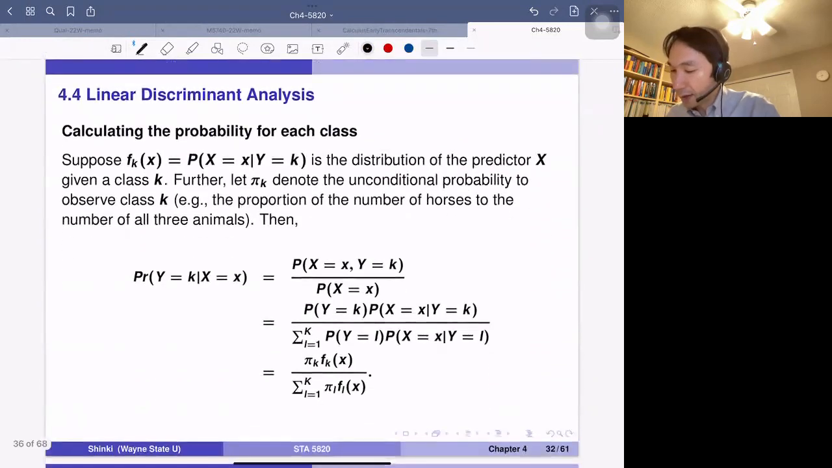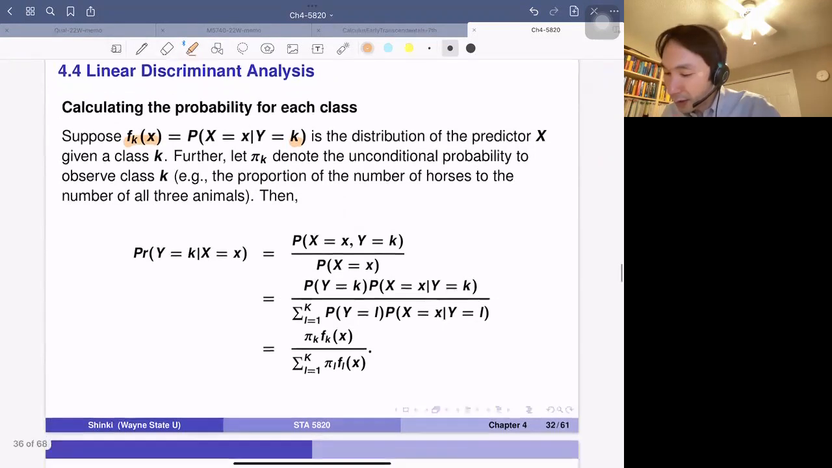Then how to calculate it? So suppose that f sub k of x, the distribution of x for group y, is the weight distribution of horses, or the weight distribution of giraffes, or the weight distribution of deer. So that is the f sub k of x. K is equal to 1, 2, 3: horse, giraffe, and deer. Yeah, so that is the f sub k of x.